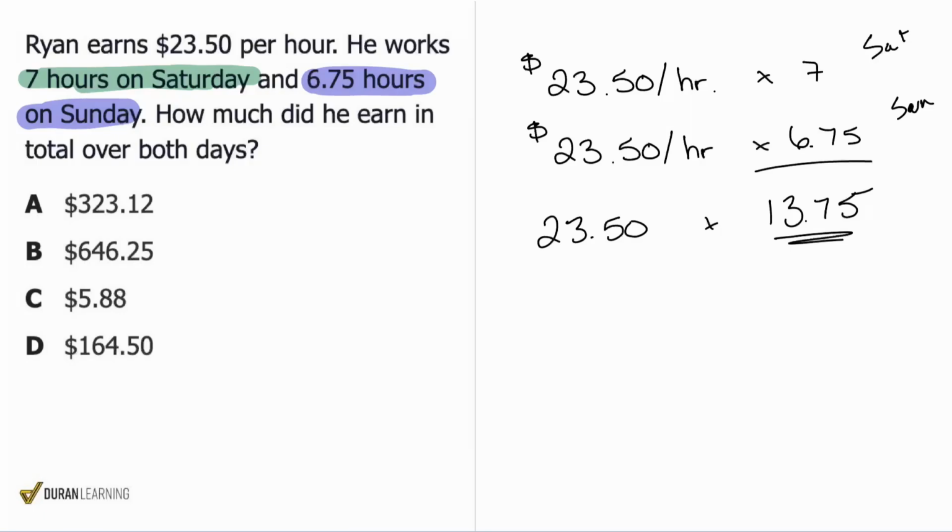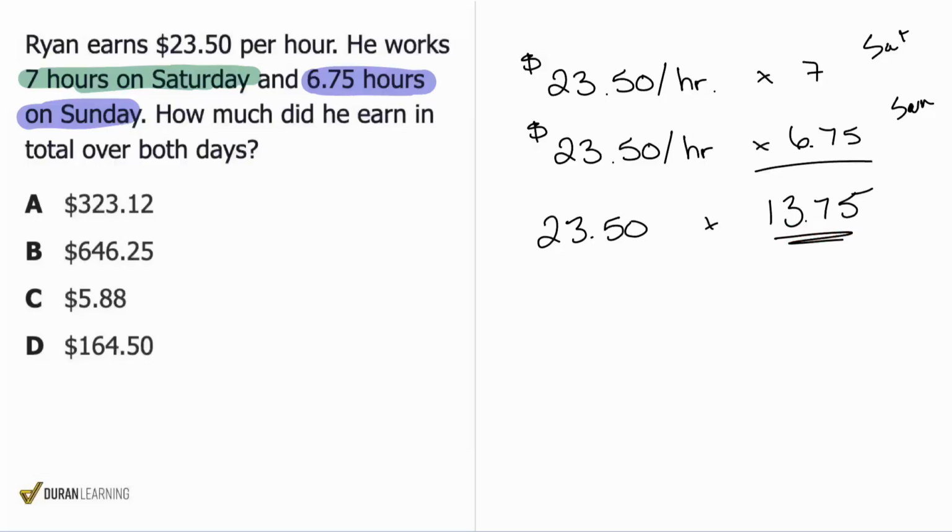So very quickly, before I continue with the actual estimated calculation, I want to let everybody know this right here, the 13.75, it comes from adding Ryan's hours on Saturday and Sunday together. And the reason we can do that is because Ryan makes $23.50 regardless of the day of the week. So if we're working 7 hours here and 6.75 there, add them together and we have 13.75. So that's how that gets there.